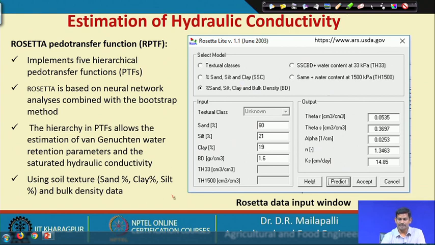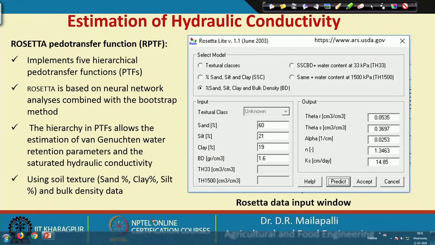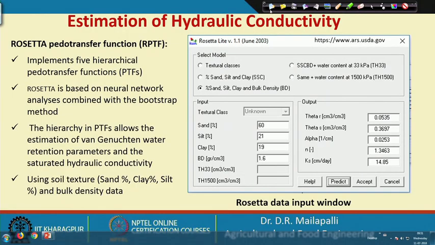Pedotransfer functions, where pedo means soil. Transfer functions mean that, knowing the soil information like the percentages of silt, sand, clay and organic carbon, you can derive other soil physical properties and soil hydraulic parameters like K s, theta s, theta r. Even the soil moisture characteristic curve, all these things can be estimated or calculated using this.